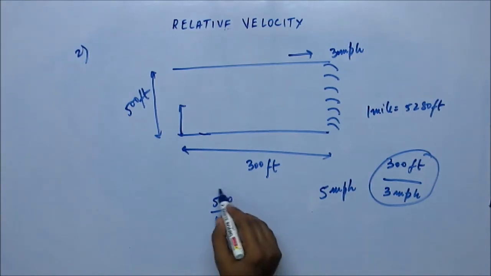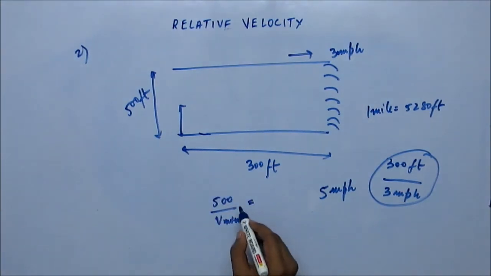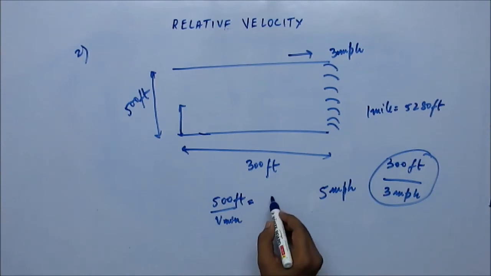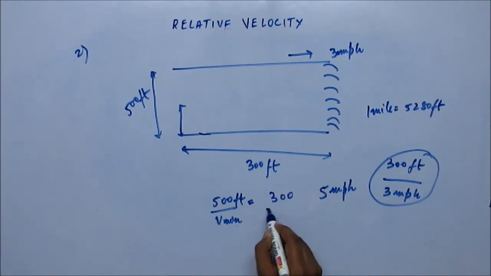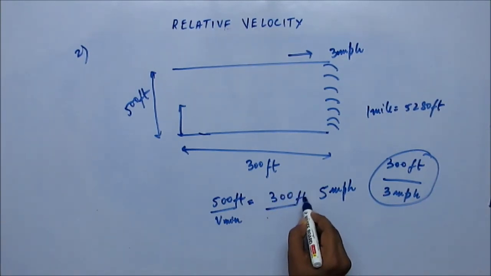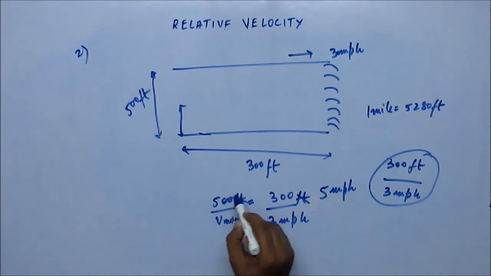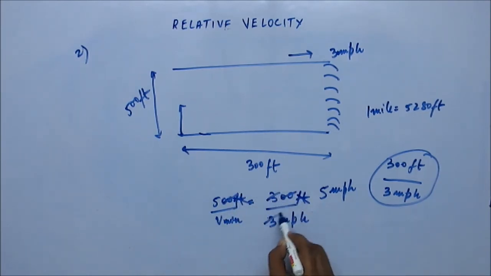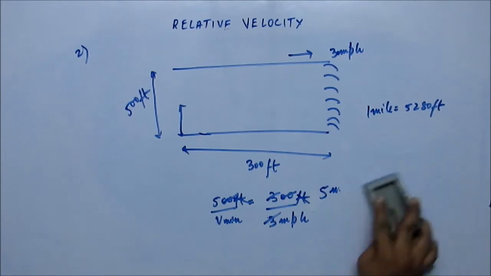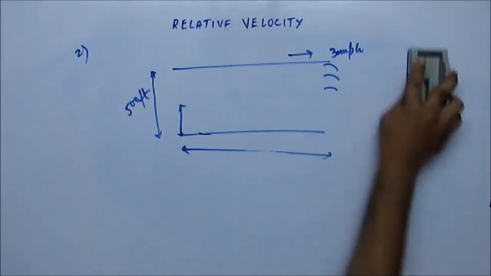So the time taken, 500 feet upon V min, is equal to 300 feet upon 3 miles per hour. Converting feet to miles, V min would come out as 5 miles per hour. Okay?